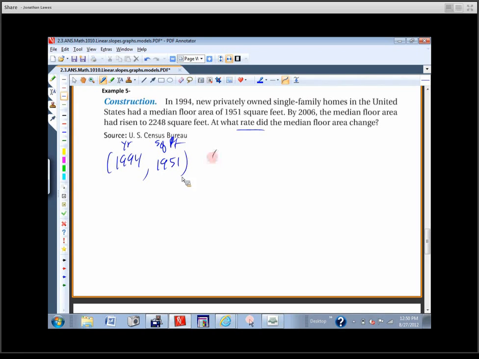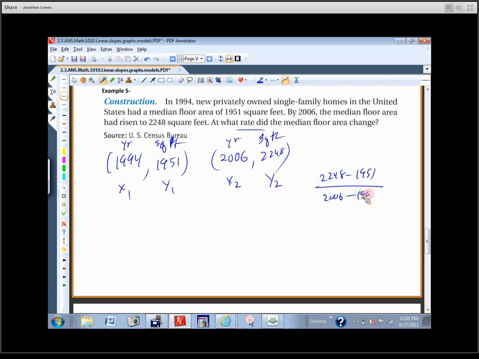1951. By what year? 2006. How many square feet? 2248. Is that enough to come up with the slope? You bet. Do y2 minus y1 over x2 minus x1. So 2248 minus 1951 over 2006 minus 1994.